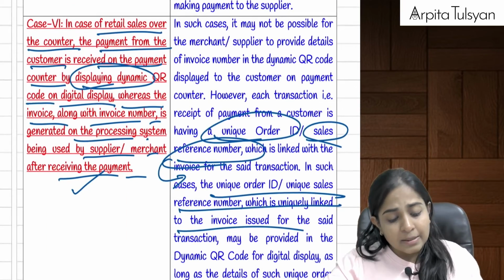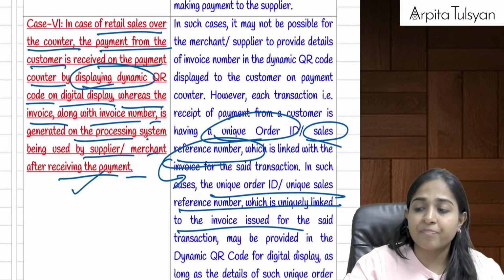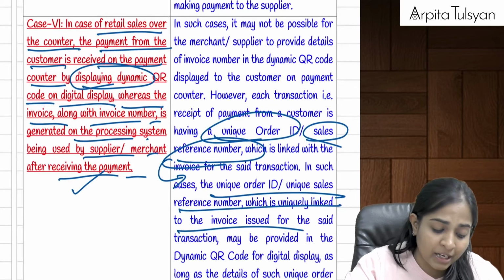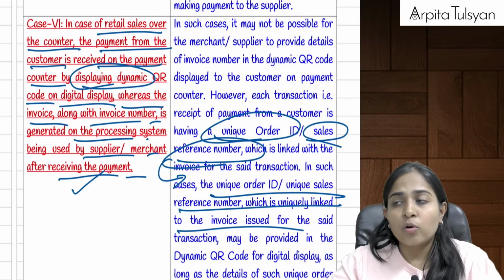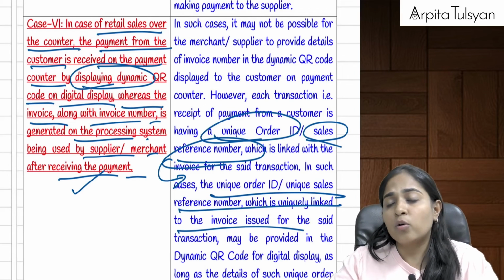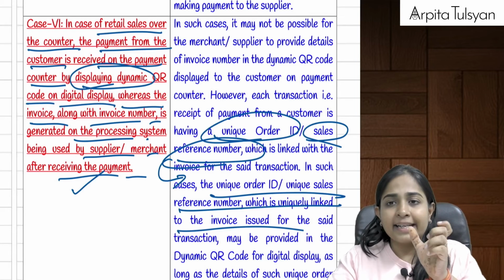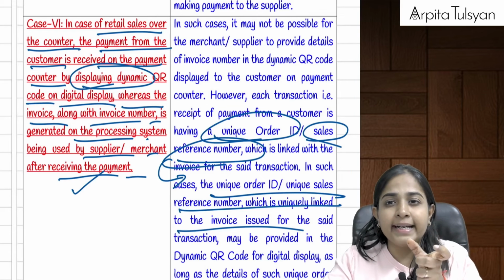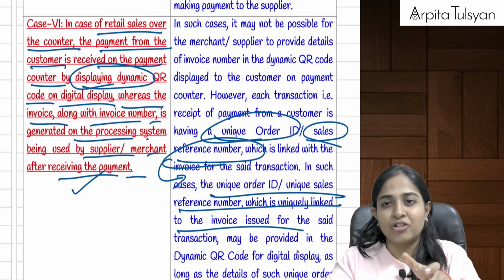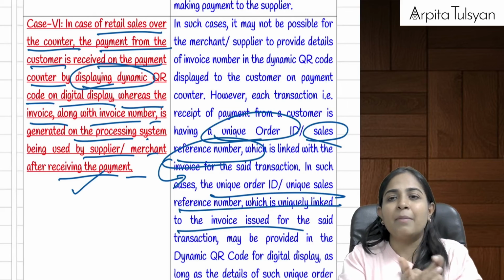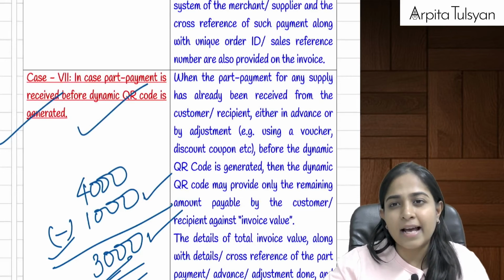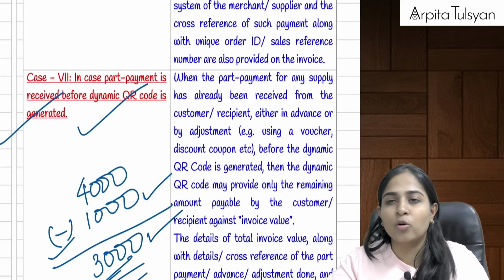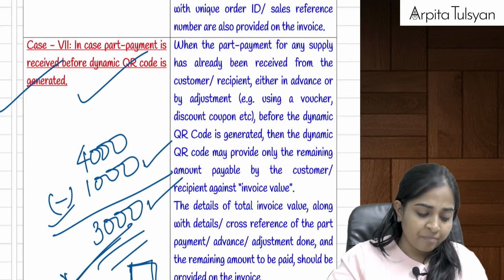Okay, similarly, when they have displayed to you the dynamic QR code, and by using the dynamic QR code, you have done the payment, then in that case, generally there is an order ID or there is an acknowledgement number that is generated while doing the payment. That same number should be mentioned in your invoice. If that is mentioned, then it is considered as if your dynamic QR code requirements have been fulfilled, right?